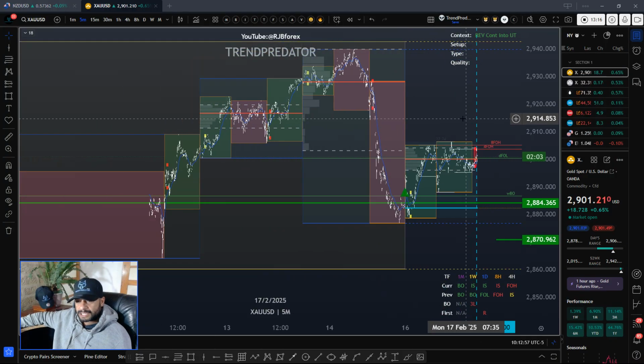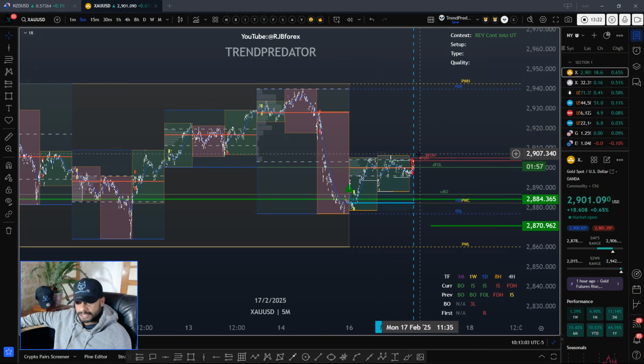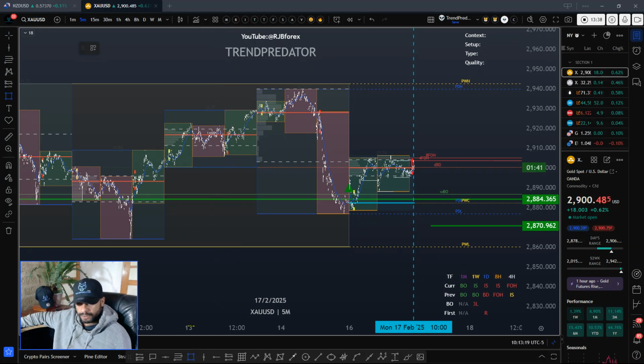But that depends now on the highs and lows of previous days. So as you can see, looking left, this was Friday's range, high and low, and then the range before that had a high and low. And as you can see, that low is significant.